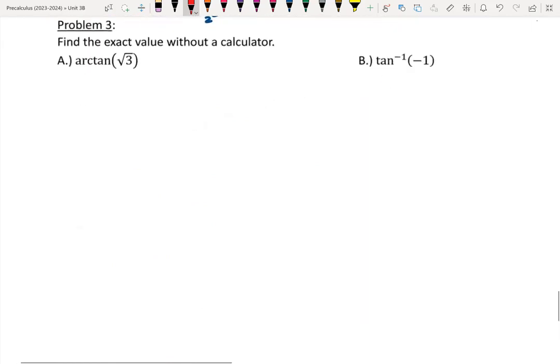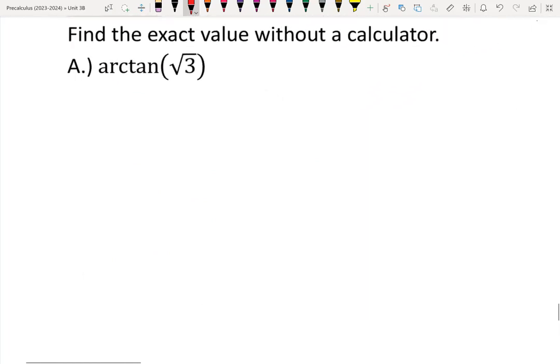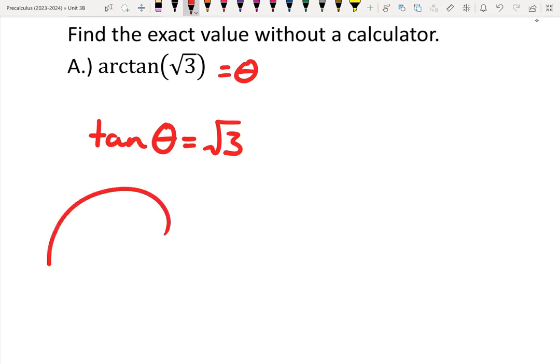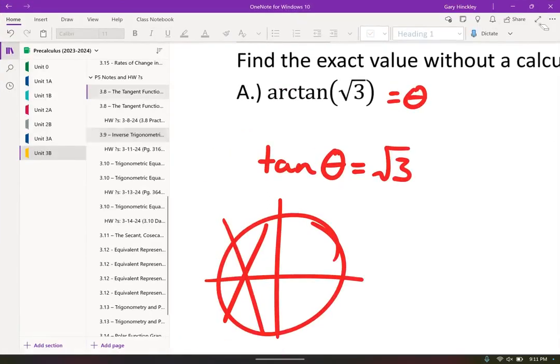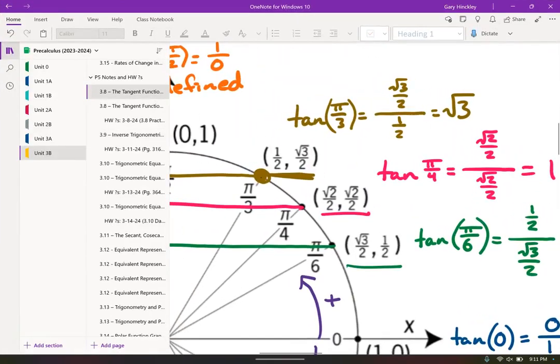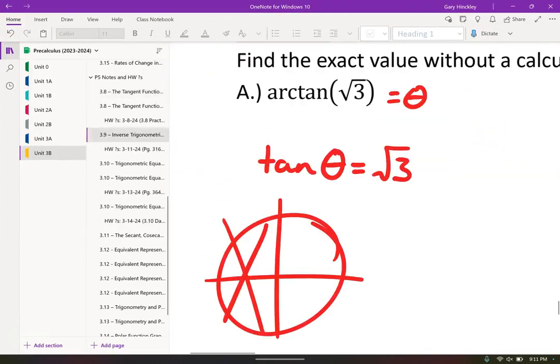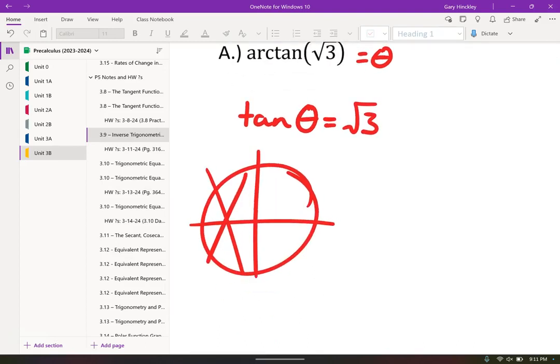So for this one, problem number 3, problem A, we're looking at arc tangent of rad 3. So this is again asking us tangent of what angle is equal to rad 3. And again, looking for tangent, we're looking at quadrants 1 and 4. And in quadrant 4, we have to be a negative angle. Well, if we go back to our notes from there, we can see right here we have rad 3, and that was at pi over 3. So we can go ahead and safely say our answer is theta equals pi over 3.